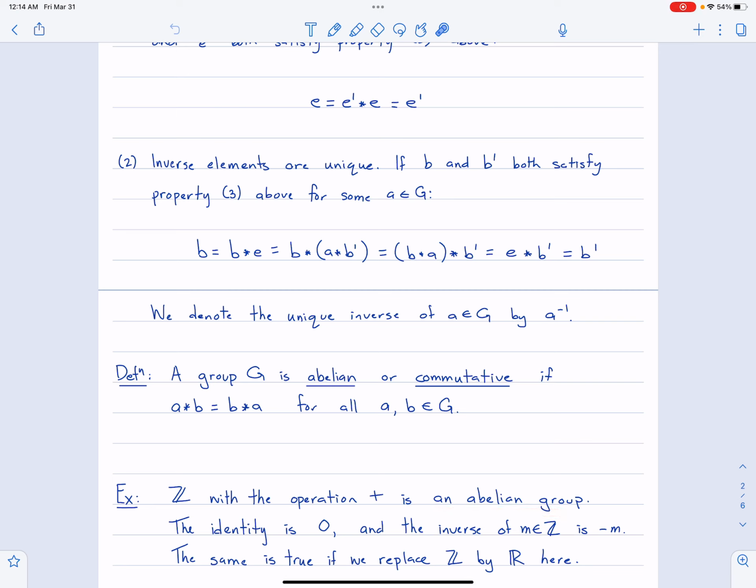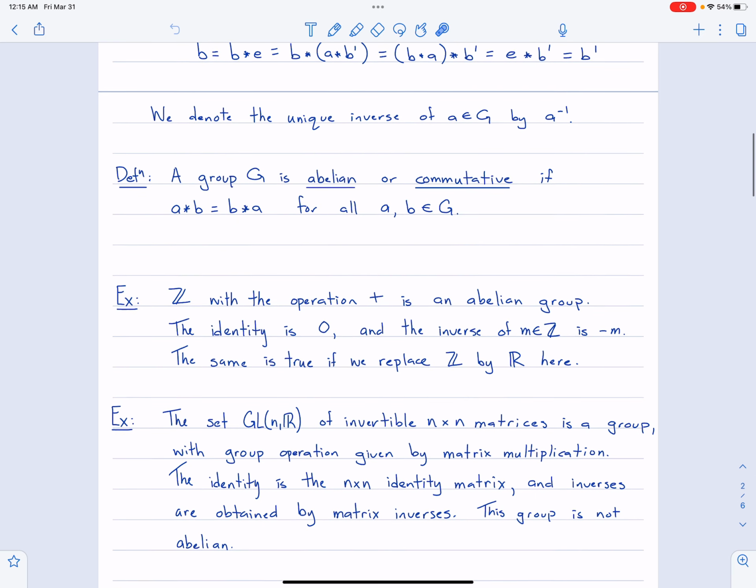Now in this group, the identity element is 0 because I can add that to anything in my group and it doesn't change it. And if I have some element m of the integers, then the inverse of that element is going to be the thing that I can add to m that gives me 0. Well, there's exactly one thing that I can add to m that gives me 0, and that's negative m. So that gives me the group structure on Z. And notice we could have taken Z and replaced it with the reals, and that would have also satisfied all those properties. So that's our first example of an abelian group.